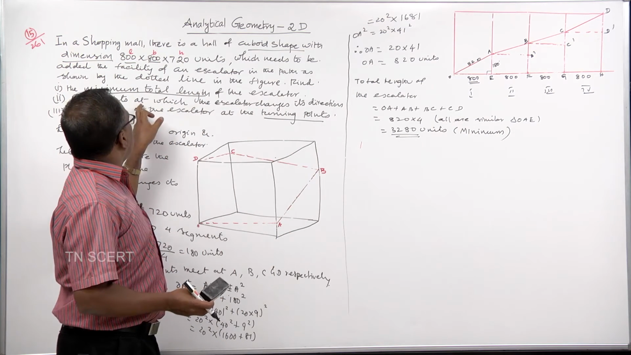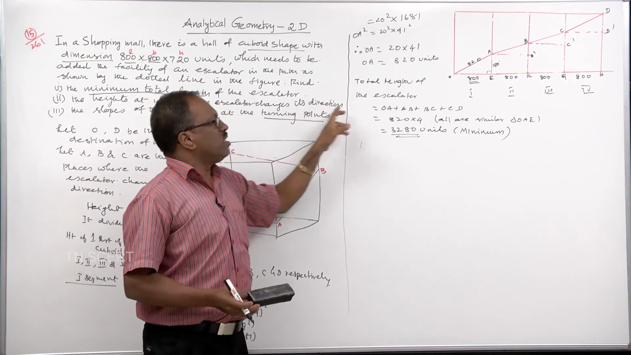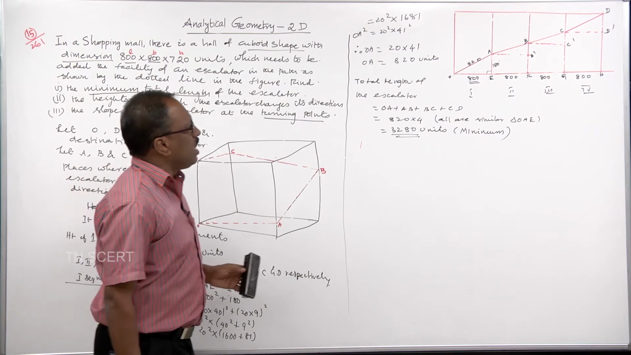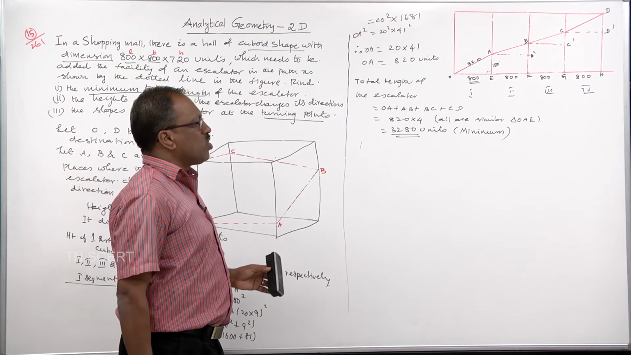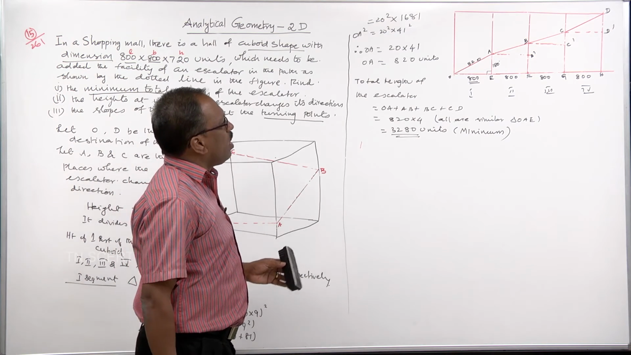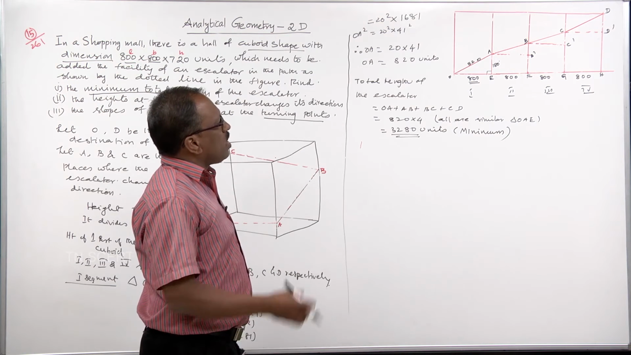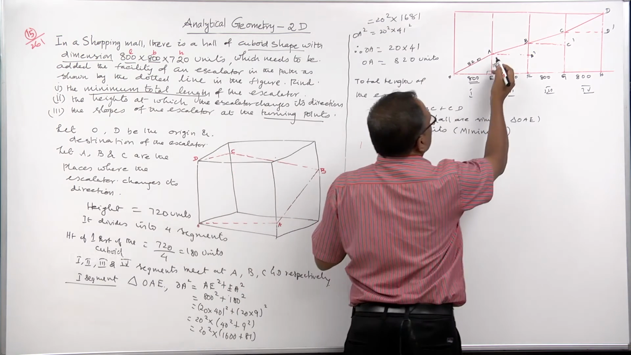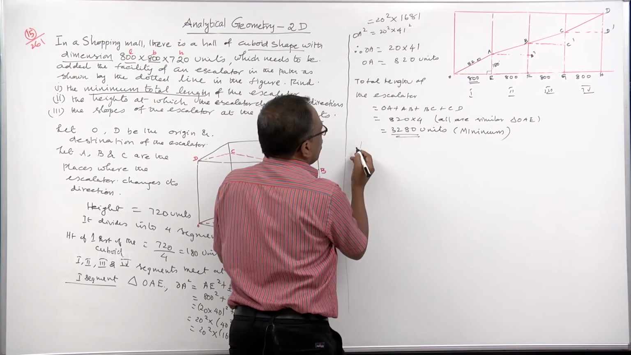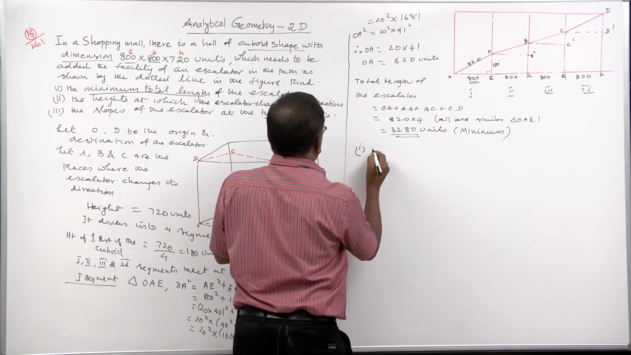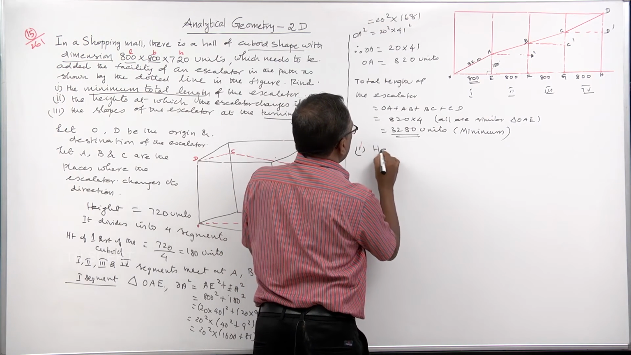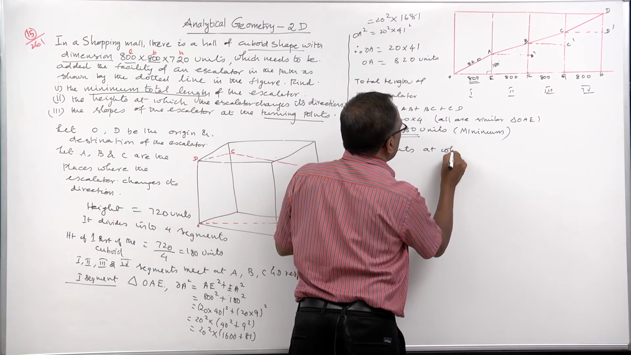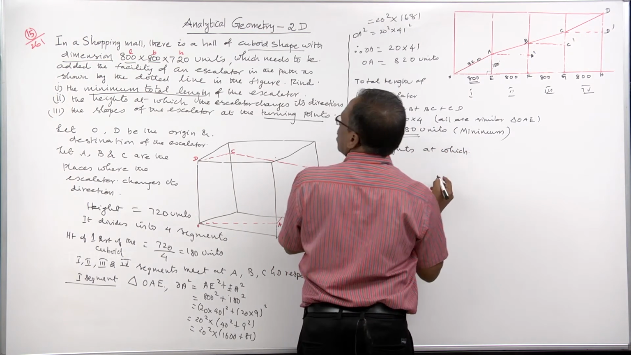Second one, the heights at which the escalator changes its direction. So we have to calculate what is AE and what is BB dash, all that we have to calculate. What are the minimum distances? So we can calculate the first distance, how much it is here. The second part is the heights at which the changes occur.